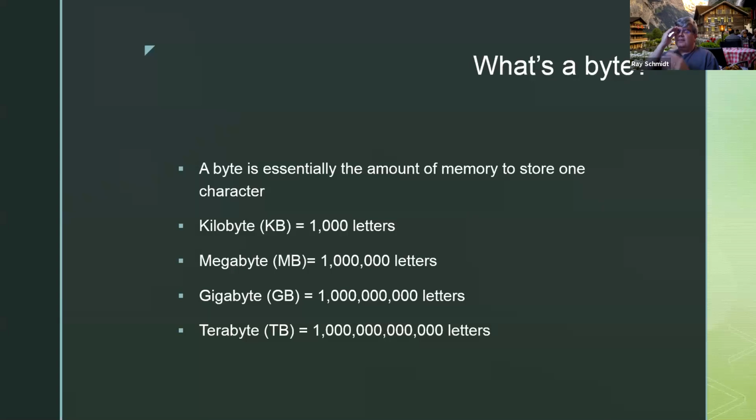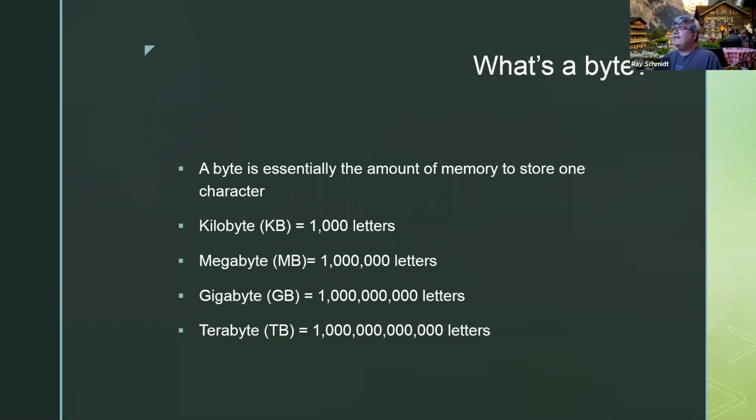Okay, so let's go over a little bit about how we measure space, because whenever you store a file, you've got to know how much it takes. A byte is basically what it takes to store one single character. If you're storing 1,000 characters, that would be a kilobyte. If you're storing 1,000,000 characters, that's a megabyte. 1 billion, gigabyte; 1 trillion, terabyte. So all you need to know is that more numbers are better.